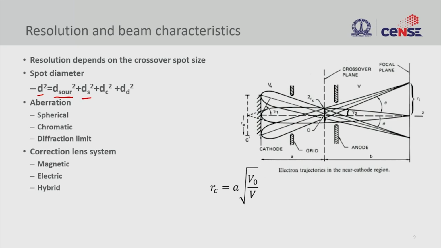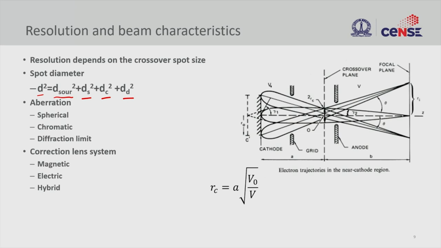Aberration is an undesirable distortion in the beam that you get. So there is spherical aberration, and then you have chromatic aberration, and then you have a diffraction limit. These are all the factors that determine your final spot diameter. So we will look at them one by one.